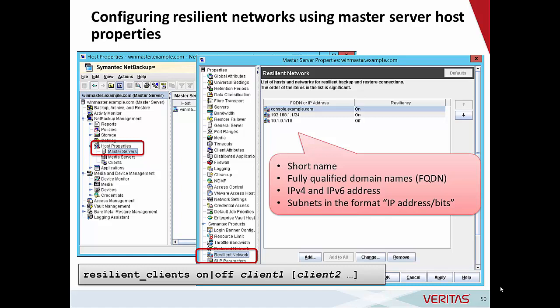Resilient network settings must be set using the master server host properties. In the Resilient Network tab, you can configure which networks will use the network resiliency feature, and you can do this by short or fully qualified domain name, or you can do this by IP address using either IPv4 or IPv6 format. You can do specific IP addresses for specific hosts, or you can do entire subnets, as shown on the slide and in the example.